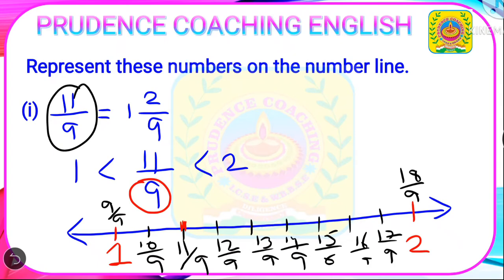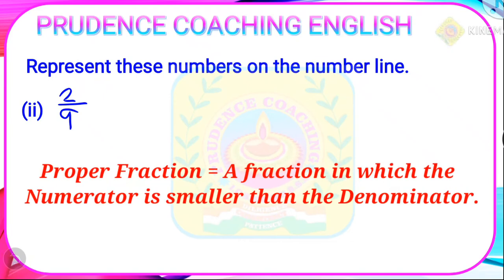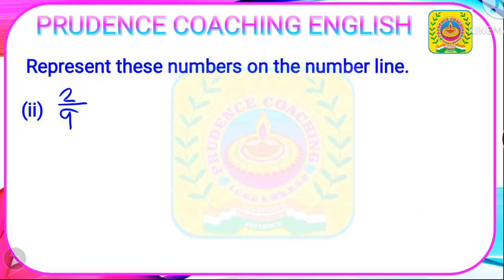Now let us see another example. The next number which we are going to represent on the number line is 2 by 9. As you can see, this is a proper fraction where the numerator is smaller than the denominator. So we can easily say that this particular number lies between 0 and 1. That means this number is greater than 0 but less than 1.